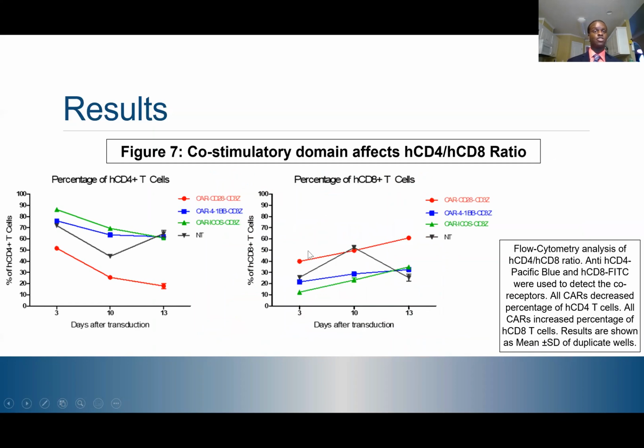Figure 7 shows how the costimulatory domain affects the CD4 to CD8 ratio. As you can see, the CD4 T cells are the helper T cells. With the different costimulatory domains, the percentage decreases over time for all of them. But for the CD8 or killer T cells, the percentage increases over time. The one that increases the most is CD28, which has the highest percentage of CD8 and the lowest percentage of CD4 T cells.